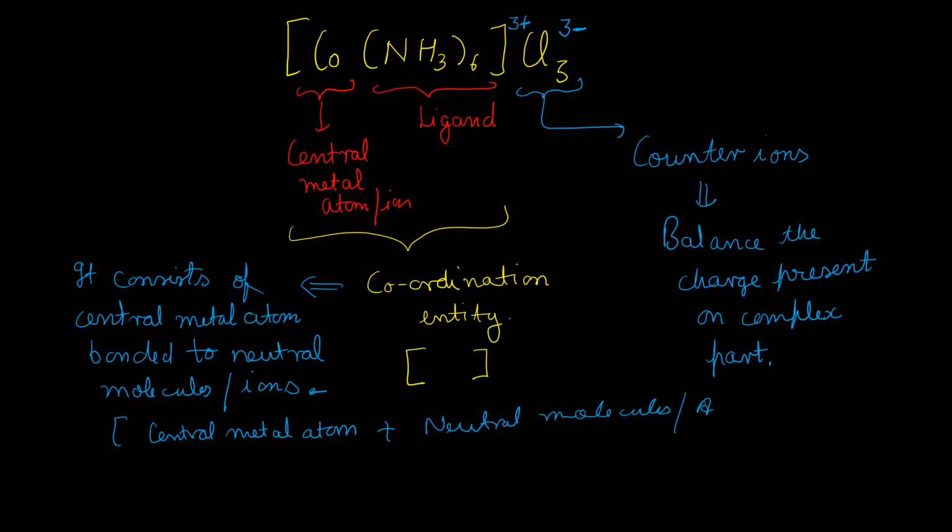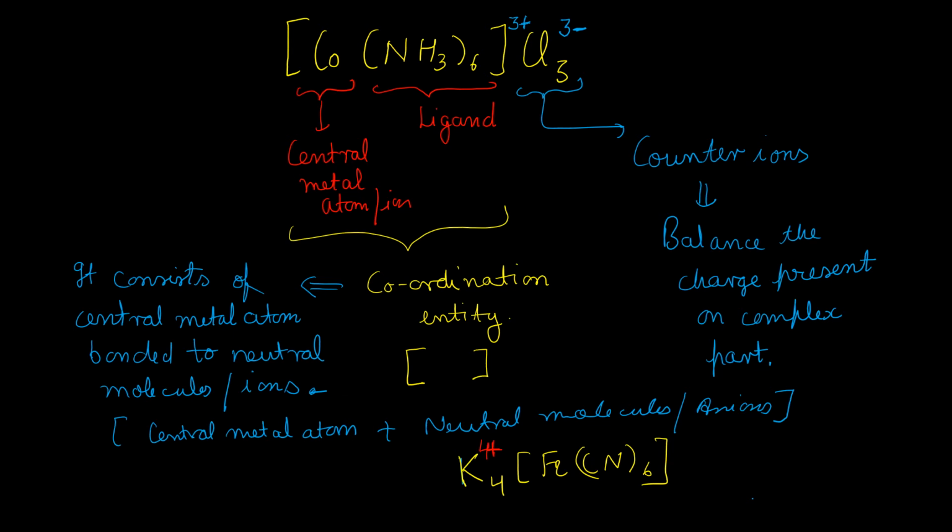Or anions. They together will make the coordination entity, and it will always be written in square brackets. Whatever is outside it will be the counter ion. Now, the counter ion can also be a cation. For example, if I write K4[Fe(CN)6].